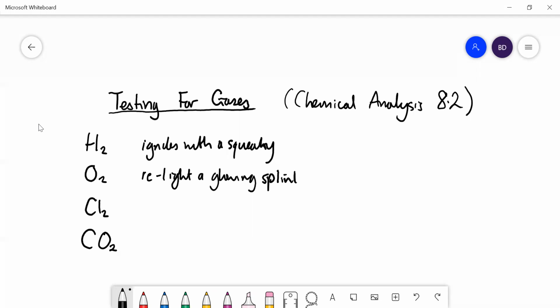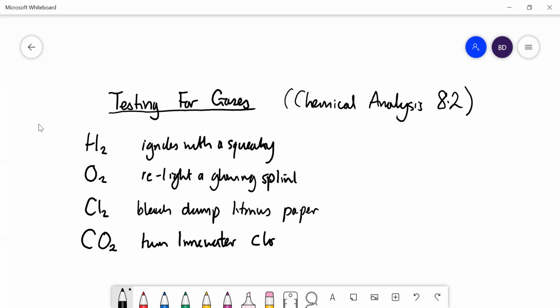Chlorine, you test for that, it will bleach damp litmus paper. In other words, it will take the color away from it. And carbon dioxide will turn lime water cloudy. So that's the basics. That's all you need to know for this topic.